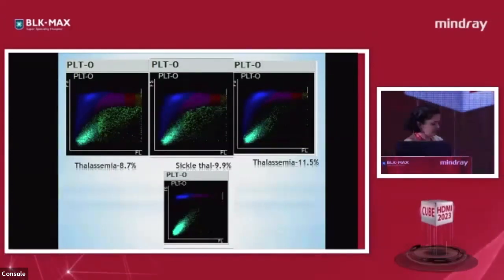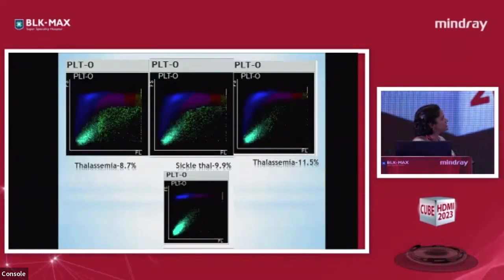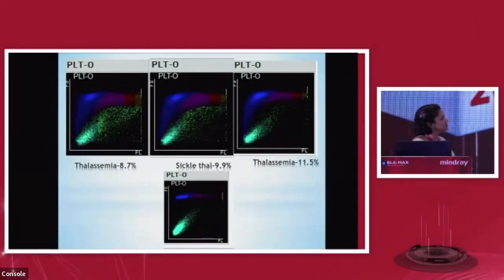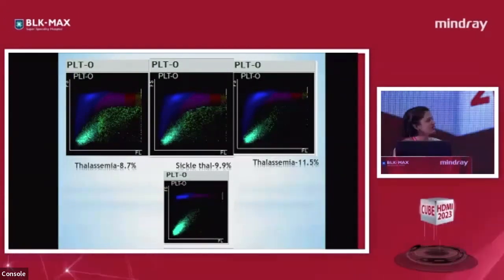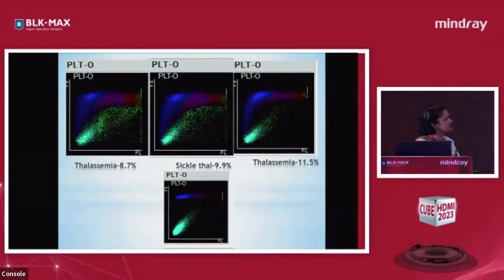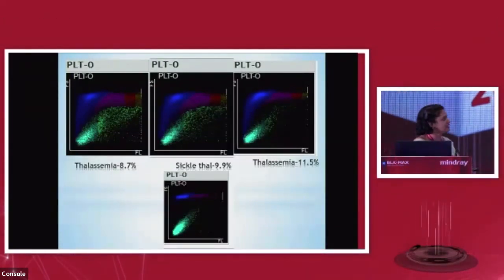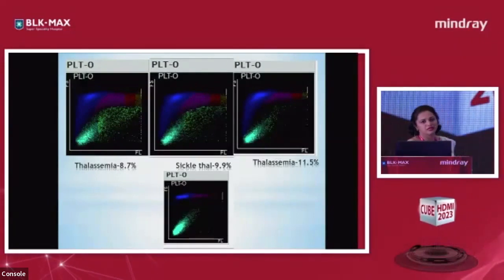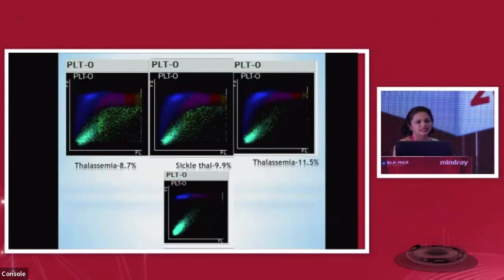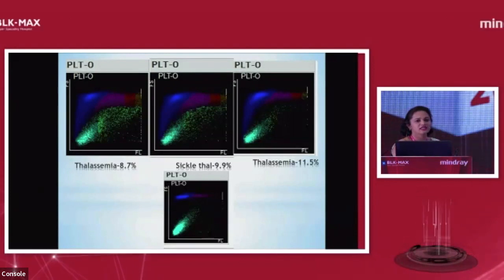So we can see here there is an overlap of these blue cells in the FRC area. That is the first case of thalassemia, which is giving an FRC percentage of 8.7%. The next photograph is of the sickle thal case where the FRC count was 9.9 and we can see the blue dots in the FRC area. And the next one was thalassemia with 11.5% FRC count. This is in contrast with the normal scatter plot down there, where the FRC area is not showing any blue cells.